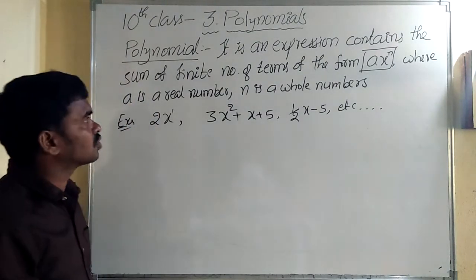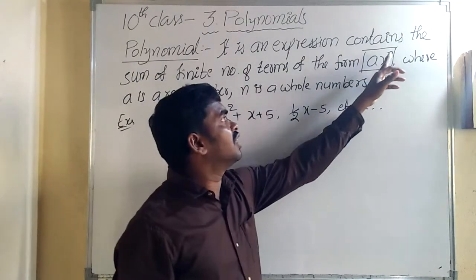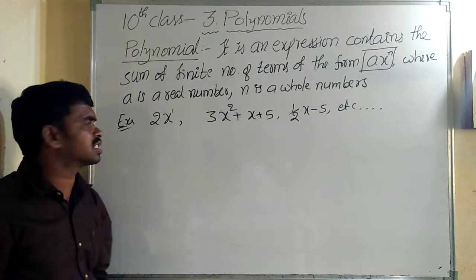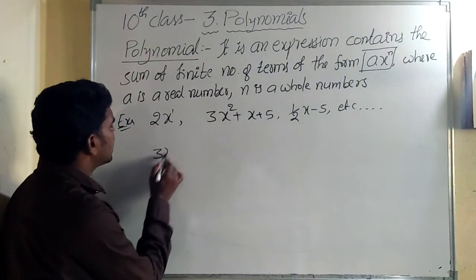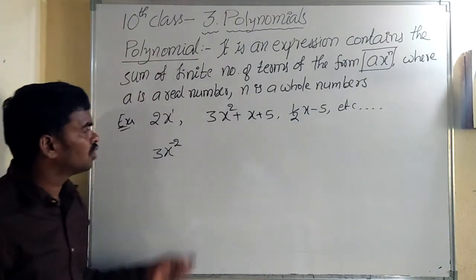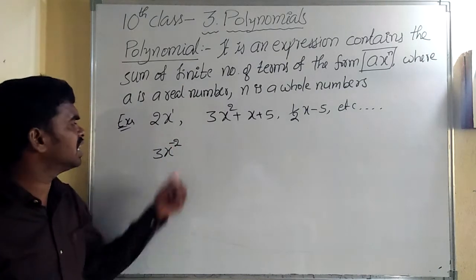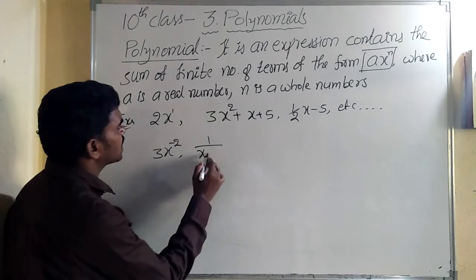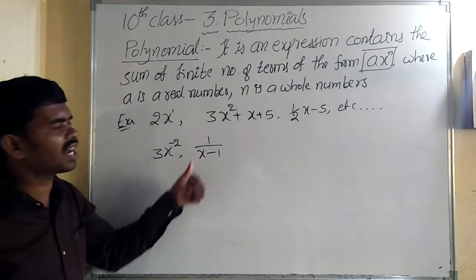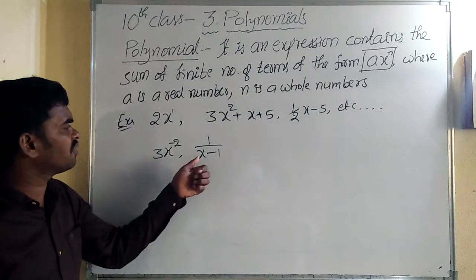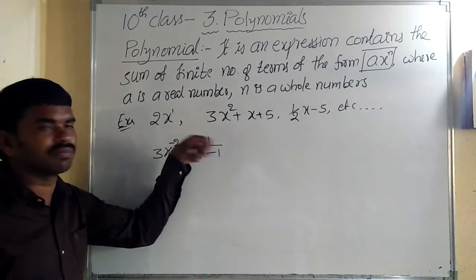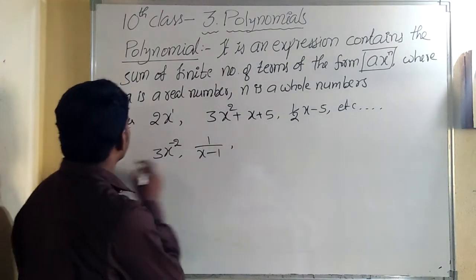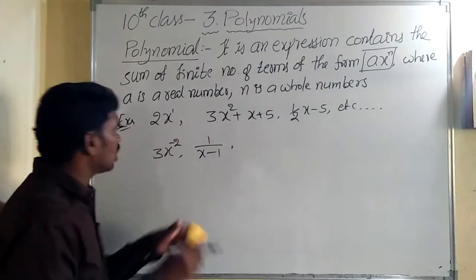Not polynomials means if n is other than a whole number, those are not polynomials. For example, 3x power minus 2. Here the power is minus 2, so it is not a whole number, so it is not a polynomial. One more example, 1 by x minus 1. Even in a fraction it should not be there, because if you expand that, you will get x power minus 1 or minus 2. So these are not polynomials.